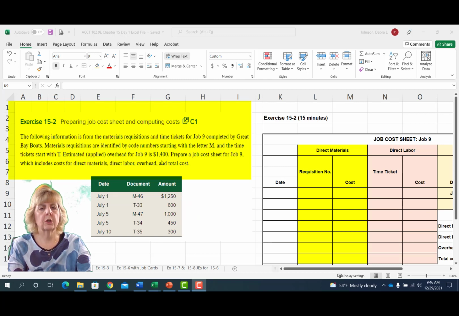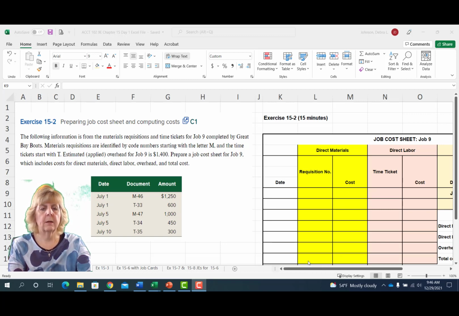Prepare a job cost sheet for job number 9, which includes costs for direct materials, direct labor, overhead, and total cost. Okay, notice the two M documents. Those stand for materials requisitions. So the first thing I'm going to do is put the materials requisitioned in the direct materials, shown in yellow here.